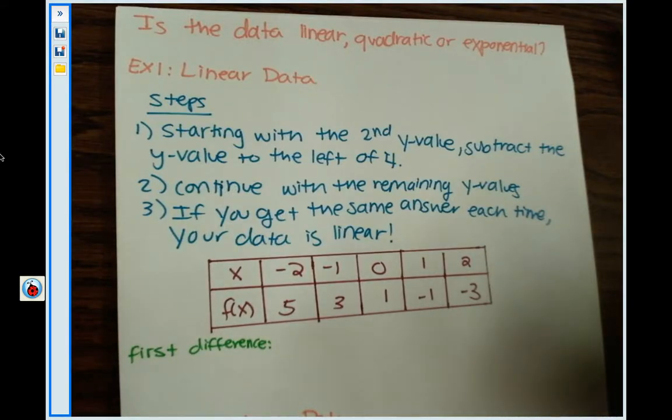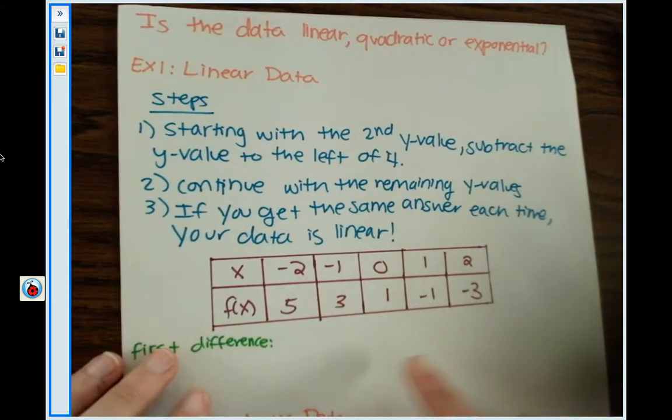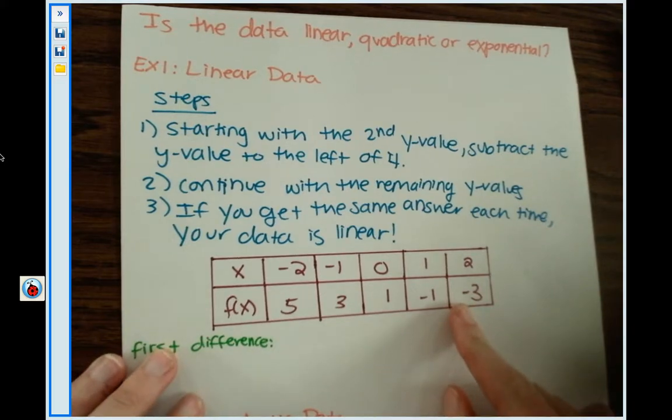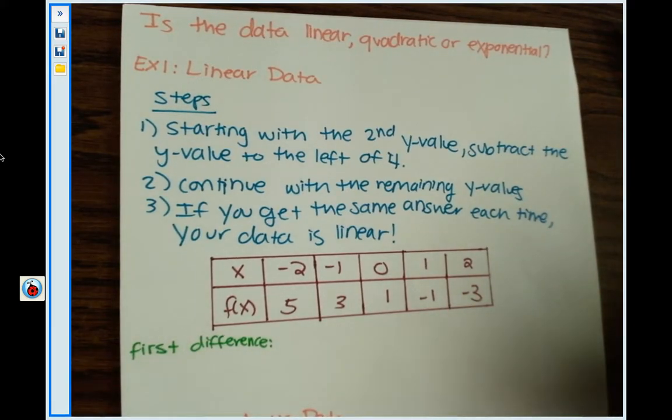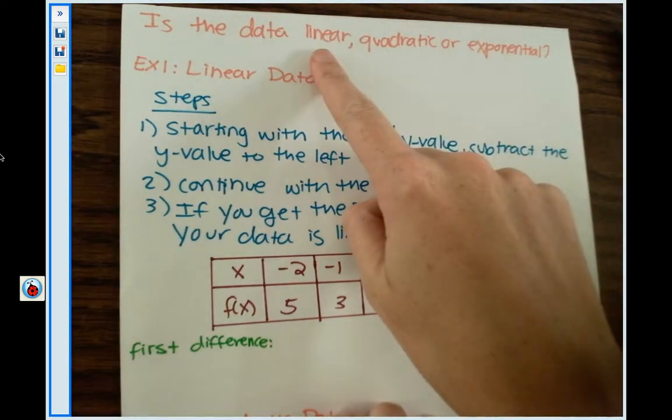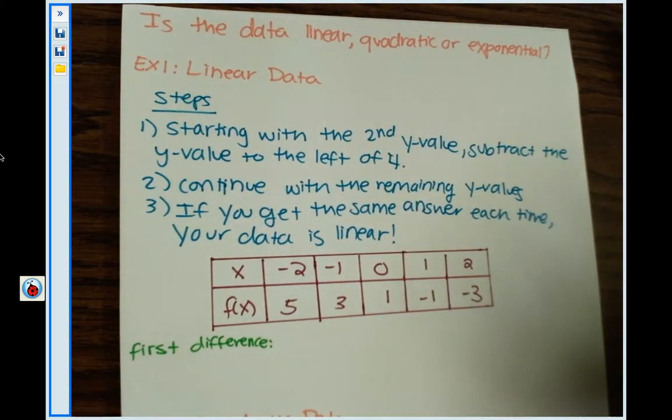So the final section of this unit, we will be looking at sets of data in a table, and based on some different tests we're going to do on the table, we will be able to know if the data is linear, quadratic, or exponential. So I'm going to teach you the different tests that you do on the set of points so you know which set of data is which.